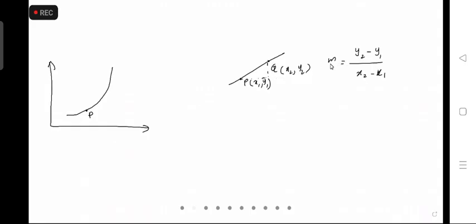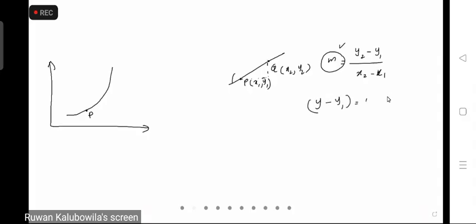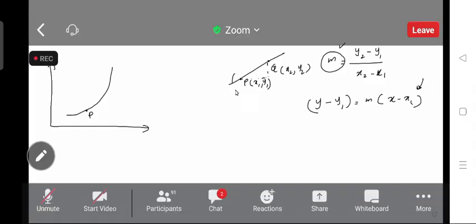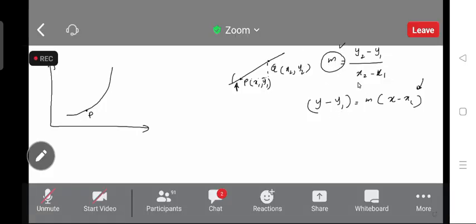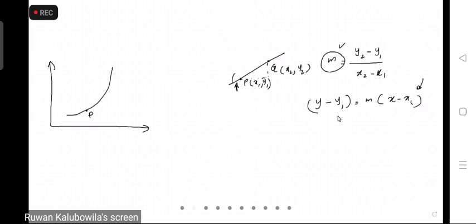If you know the gradient, then you can give the equation for this line. You can write it like this: y minus y1 equals m times x minus x1. So this is the equation for this line. For that you should know the gradient, and you can find the gradient using two points. Without two points you cannot find the gradient.